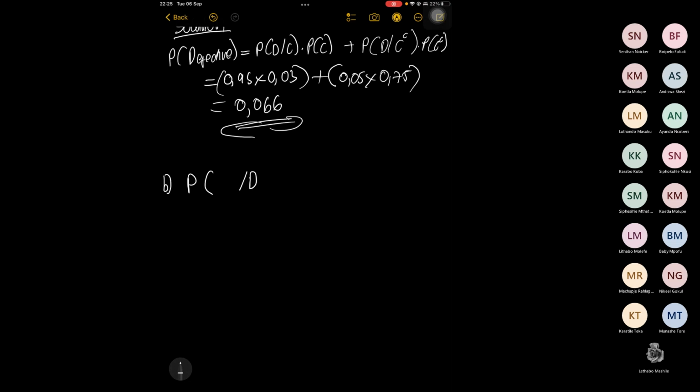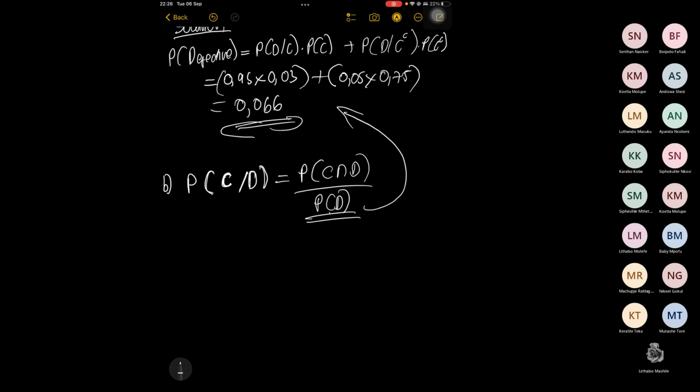What is the probability that the machine had been correctly tuned? So we want the probability that it's correctly tuned, given that it was found to be what? Defective initially. So it's going to be probability of C intersection D over probability of D. Then probability of D, we already have it because that's what you calculated there. Probability of D is going to be 0.066.